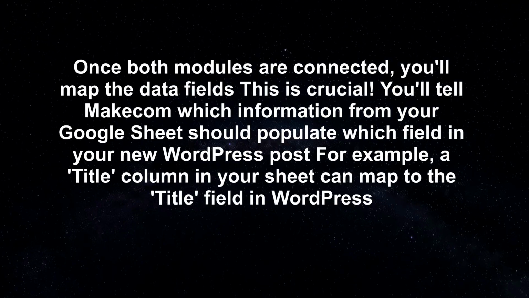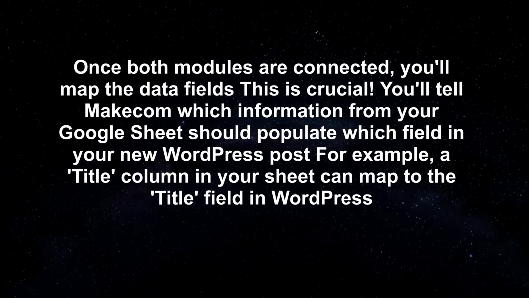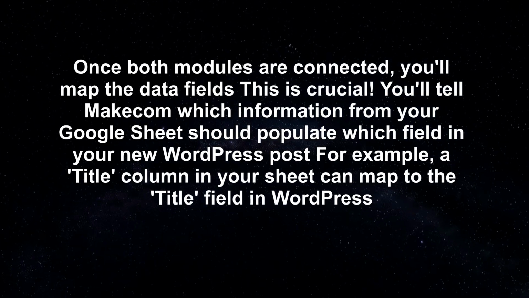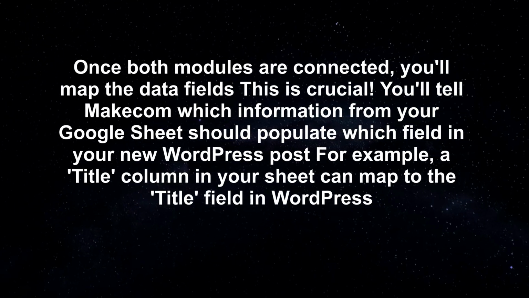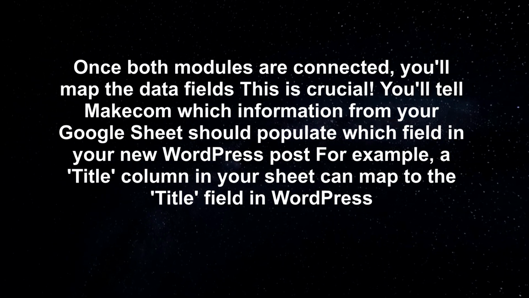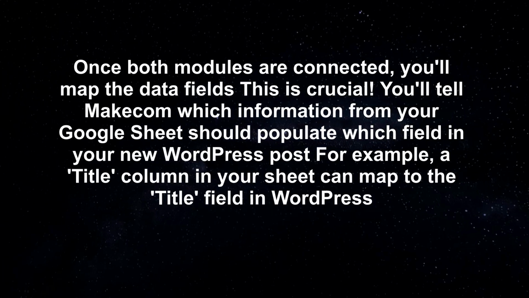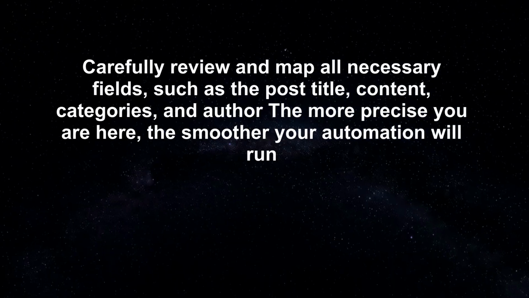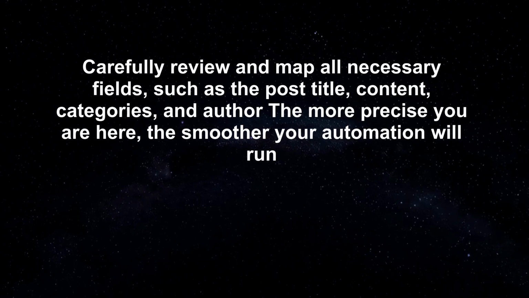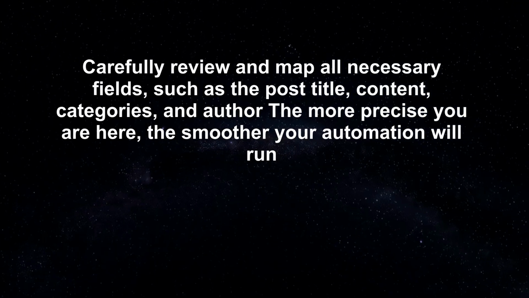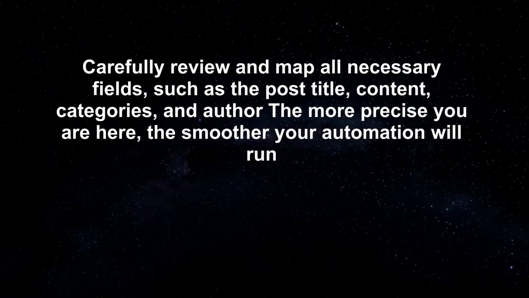Once both modules are connected, you'll map the data fields. This is crucial. You'll tell Make.com which information from your Google Sheet should populate which field in your new WordPress post. For example, a title column in your sheet can map to the title field in WordPress. Carefully review and map all necessary fields, such as the post title, content, categories, and author. The more precise you are here, the smoother your automation will run.